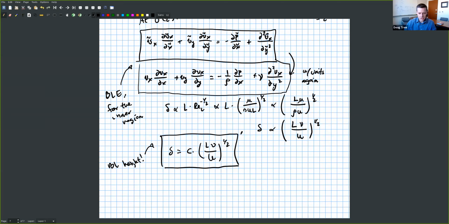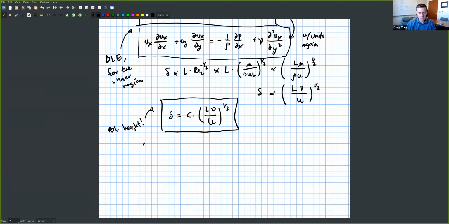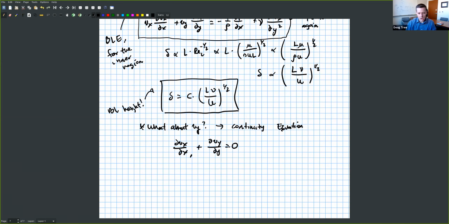Okay. One more thing to say, just glancing at my notes here. What about Vy? How are we going to find Vy? Because this is just an equation for Vx. Vy we can get from the continuity equation: dvx dx plus dvy dy equals 0. What we can do is solve for Vy by moving this over and then integrating. So Vy is going to equal minus the integral of dvx dx dy.